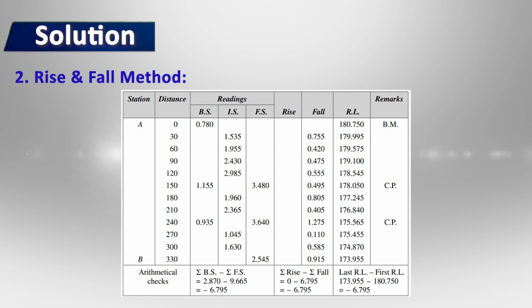Now, we can go to the arithmetical check and check whether our calculations are right or not. The arithmetical check for the rise and fall method is: sigma backsight minus sigma foresight should be equal to sigma rise minus sigma fall, and should be equal to last RL minus first RL. All these come out as minus 6.795, hence our calculations are correct.